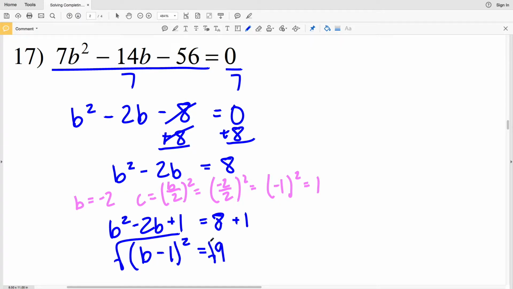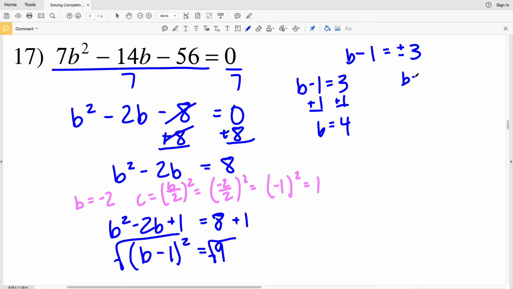So I'll take the square root of both sides. That means that b minus 1 is going to equal either positive or negative 3, since the square root of 9 is positive 3 and negative 3. So for b minus 1 equal to positive 3, I'll add 1 to both sides to get that b is equal to a positive 4. And for b minus 1 equal to negative 3, I'll add 1 to both sides to get that b is equal to a negative 2, since negative 3 plus 1 equals negative 2. So my solutions in number 17 are positive 4 and negative 2.